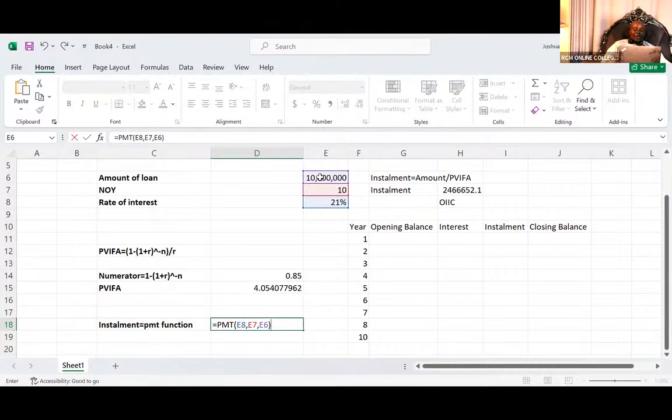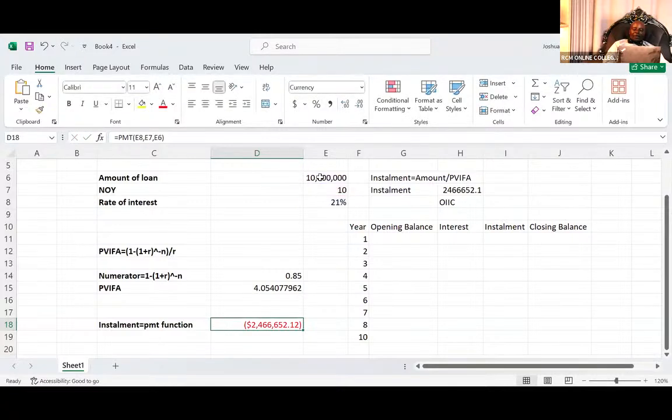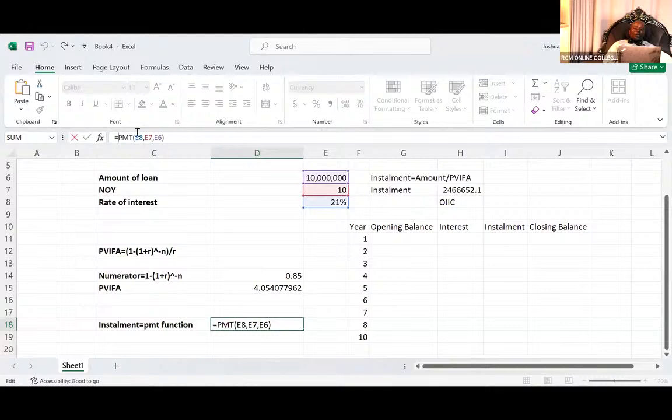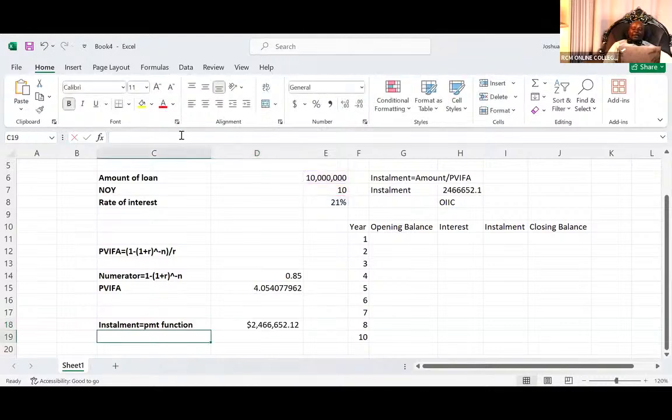So let me try saying enter. I will get, in this case, a negative answer. You can see here, it is exactly the one that we got here. I don't want this answer to be negative. What I'll do is cancel this by coming before PMT, after equals in the formula bar, and I say minus there, and then I enter. Leave alone the dollars. You can just leave them like that.